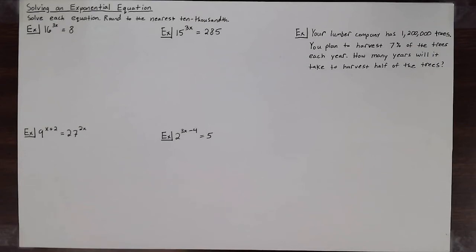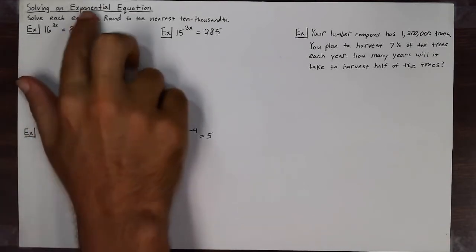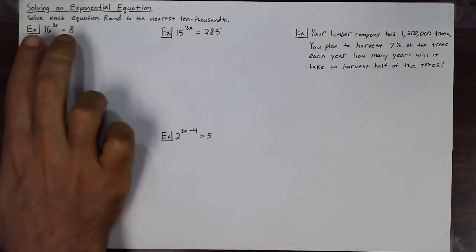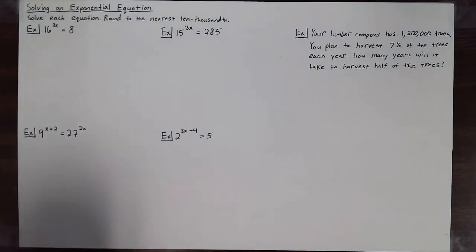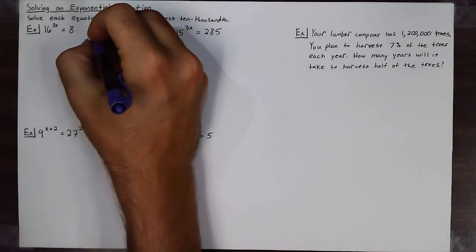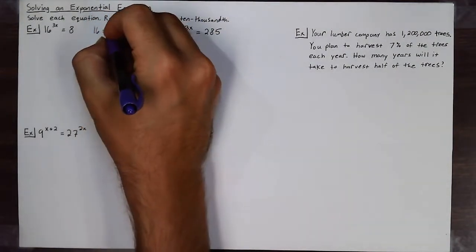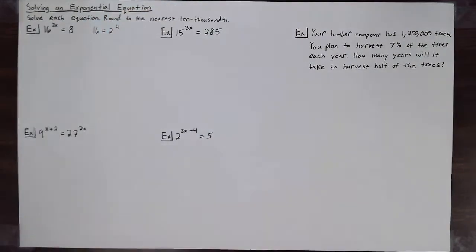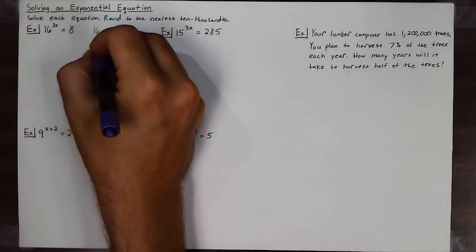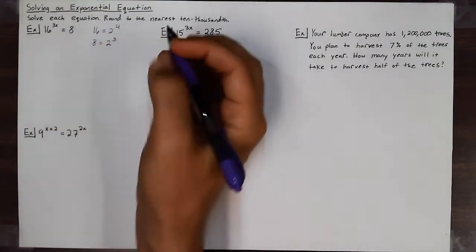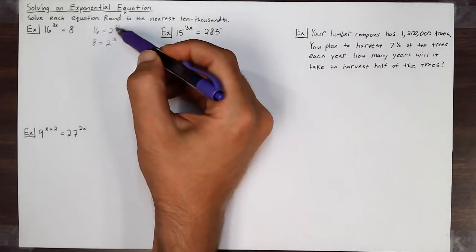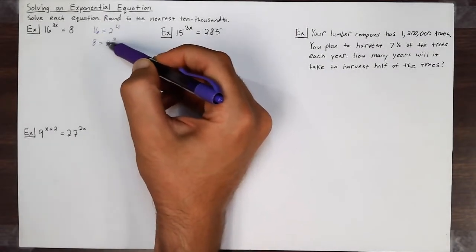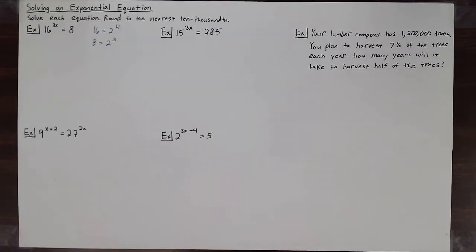In this video, we're going to learn how to solve an exponential equation. In order to solve an exponential equation, you first want to look for a common base between each side of your equation. What I mean by finding a common base is 16 can also be written as 2 to the fourth power, and 8 could be written as 2 to the third power. If you rewrite them this way, you'll see that 2 is the exponential base that they share in common.